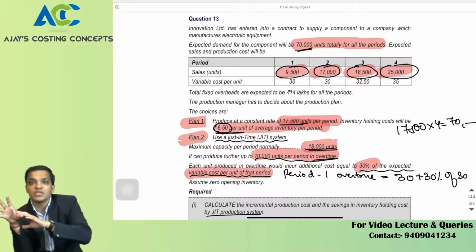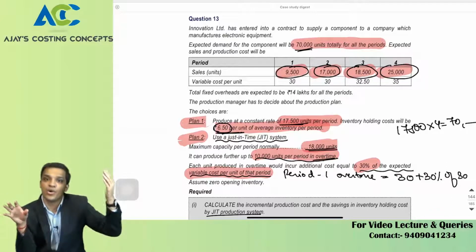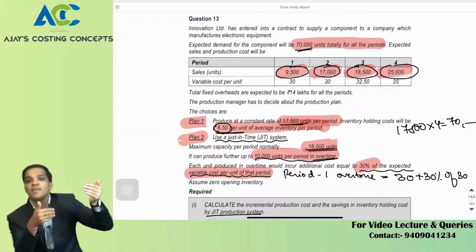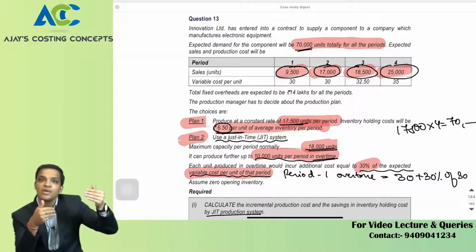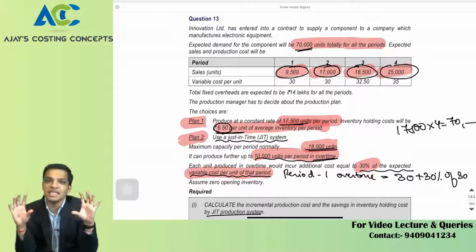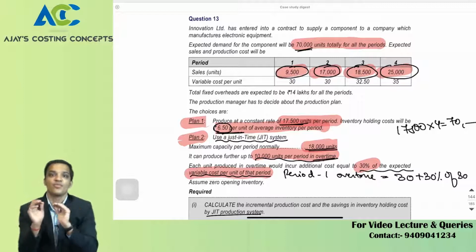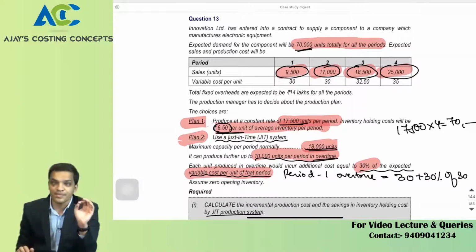what is the net saving or extra cost that I am incurring. Step 1, what was the inventory cost, the carrying cost that I am incurring, that would be my step, carrying cost with just in time, overtime cost I will be comparing, net saving or additional cost, whether just in time is to be followed or not, that would be advised. This is method 1.